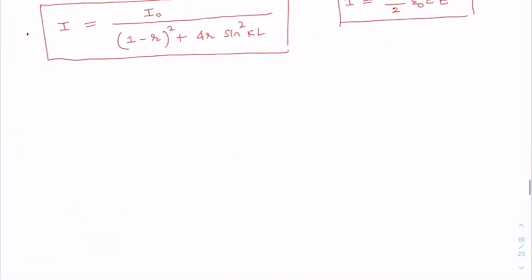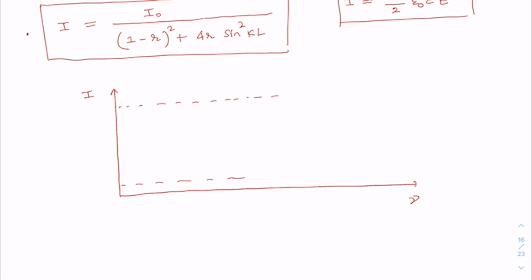A typical intensity versus frequency plot for a Fabry-Perot cavity would look like this. Let us say we have intensity on the y-axis and frequency on the x-axis. Let me plot it. Let's say this is I maximum, I will explain these terms a little bit later, and this is I minimum. Intensity will oscillate between minimum and maximum, and it will be like this. We'll have several peaks like this.